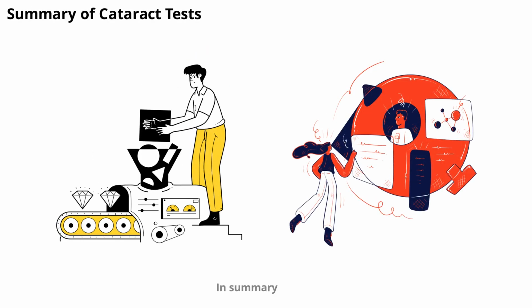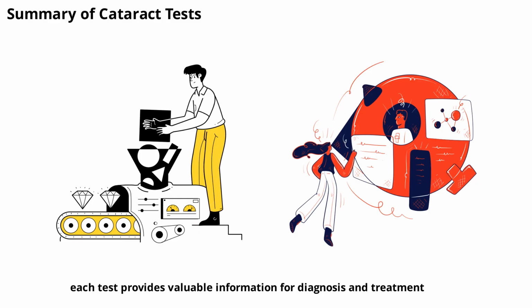In summary, evaluating cataracts involves a variety of tests that assess vision, eye health, and the impact of lens clouding. From visual acuity and slit-lamp exams to advanced imaging and biometry, each test provides valuable information for diagnosis and treatment. Comprehensive evaluation ensures personalized care and supports optimal outcomes for patients with cataracts.